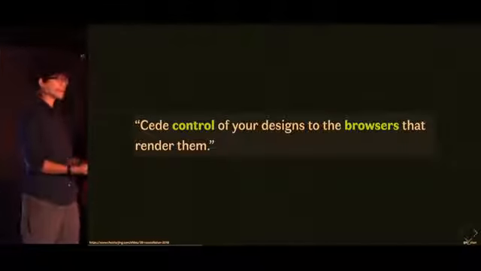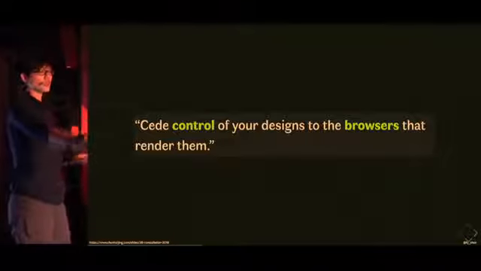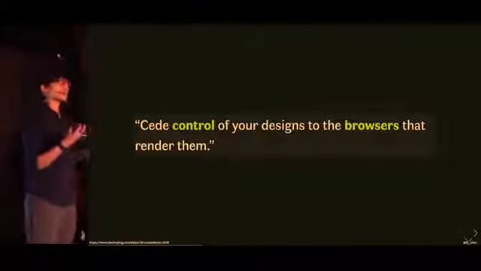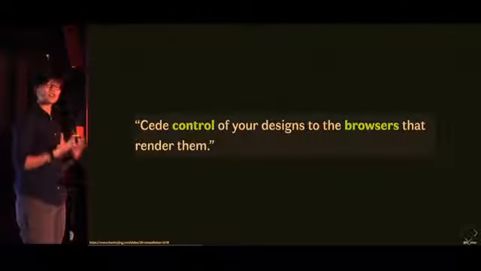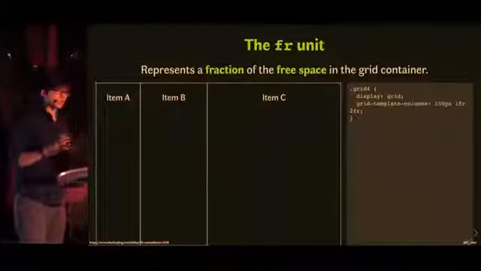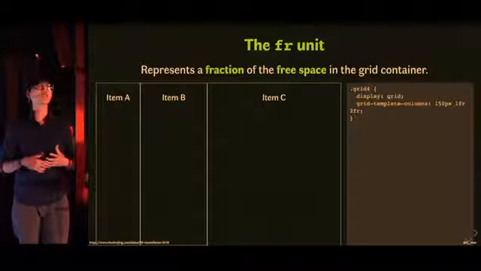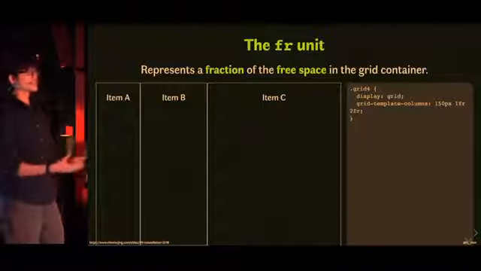Because nowadays, people use the web in all different kinds of contexts. I could be using a phone, which is about 480 pixels wide. I could be viewing it on, I don't know how much that is, a 70-inch television screen. So we do not control how our designs are being viewed. So why not cede control of the designs to the browsers that render them? What CSS Grid introduces are a number of new units and a number of new functions that allow us to cede control of the sizing of your grid to the browser.